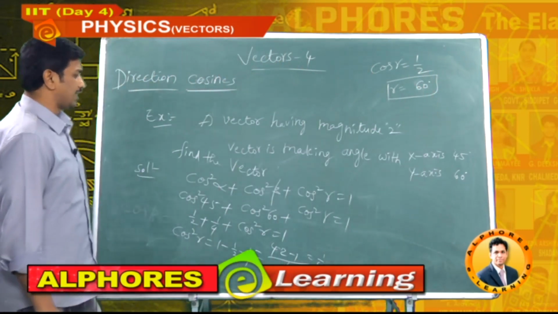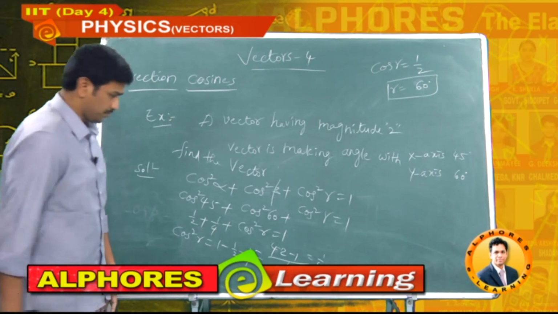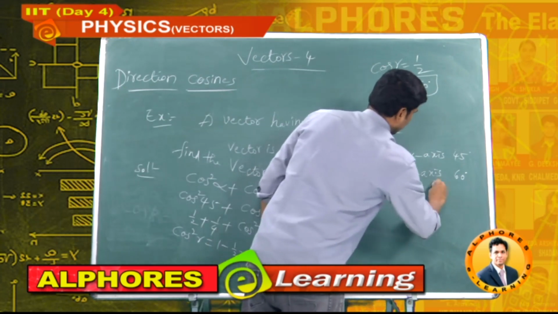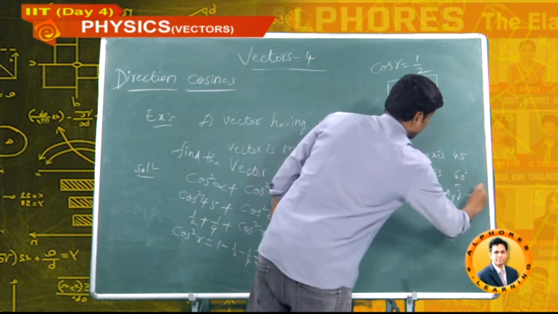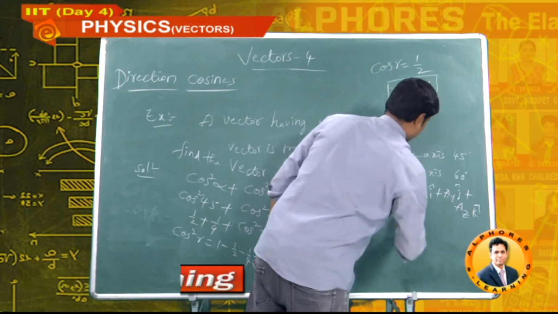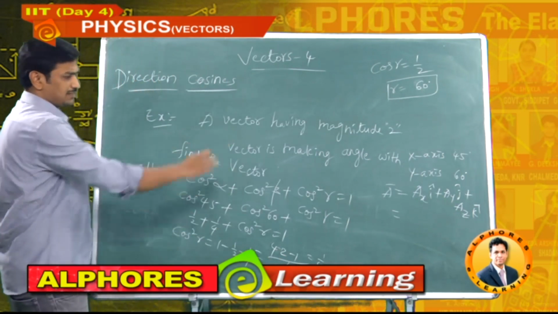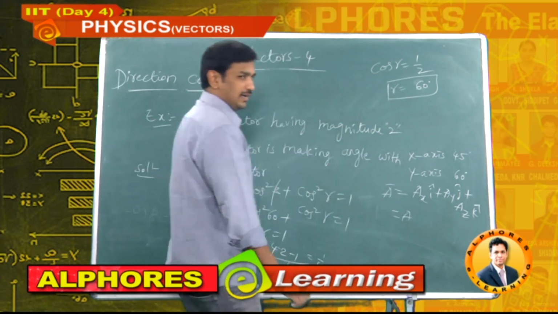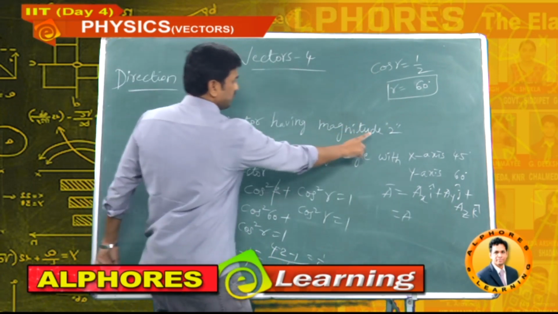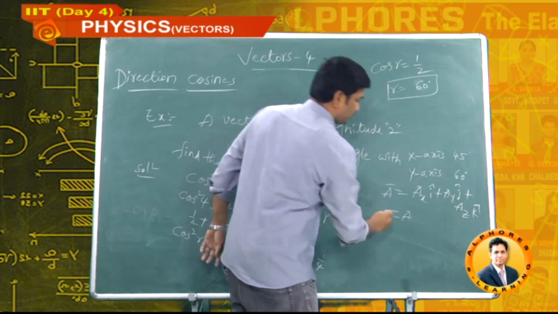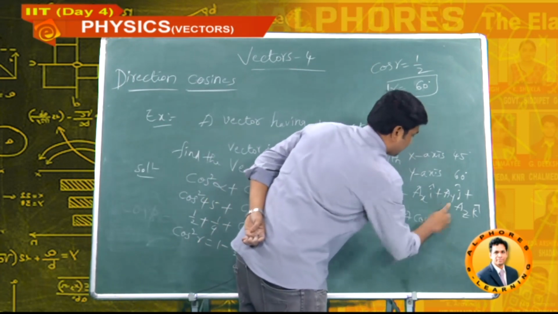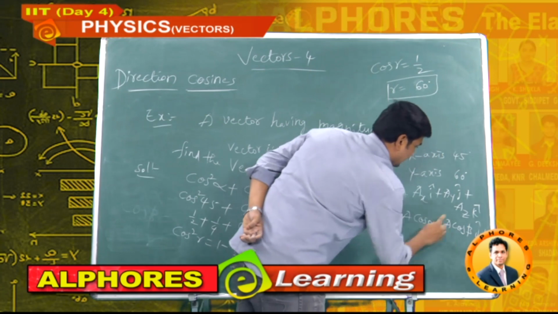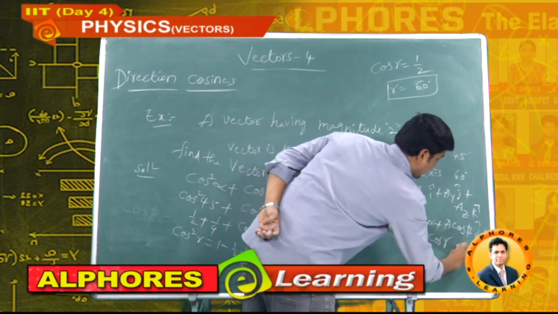Now we should calculate the vector. How can you calculate the vector? Now A bar is equal to AX i cap, AY j cap, AZ k cap. What is the AX? Previously we calculated AX is A cos alpha. What is the value of A? 2. Value of A is 2. AX value A cos alpha, AY value A cos beta, AZ value A cos gamma.